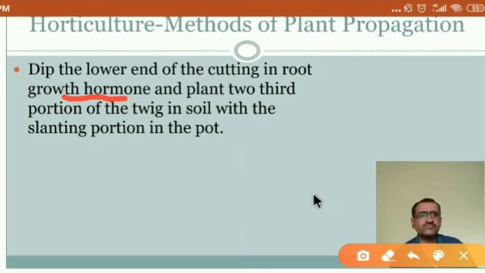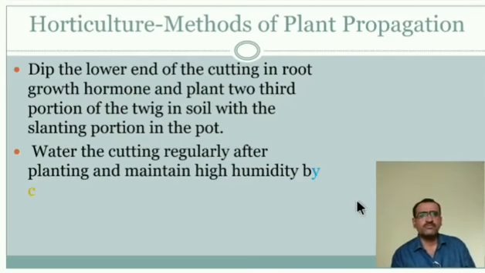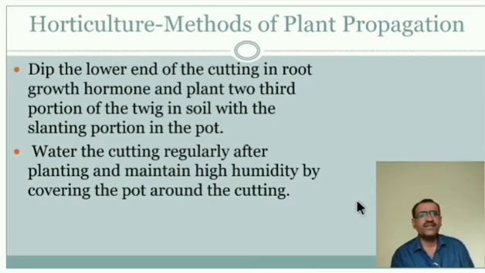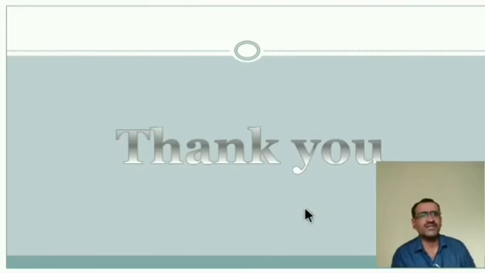Next, water the cutting regularly after planting, and maintain high humidity by covering the pot around the cutting. Okay, humidity is maintained, and a specific temperature is maintained in that soil. In this way roots arise at the lowermost side of the plant. Okay, in this way the cutting takes place.